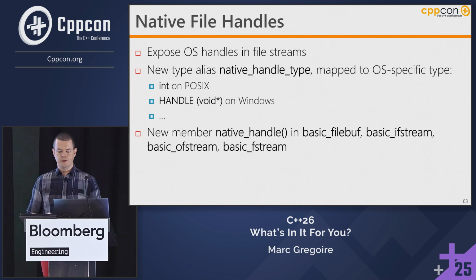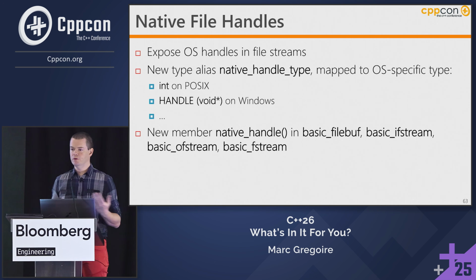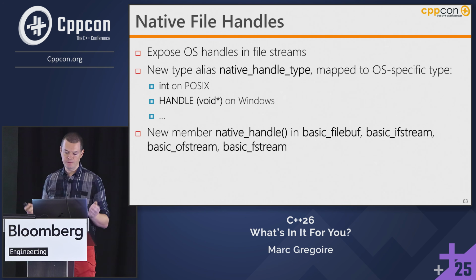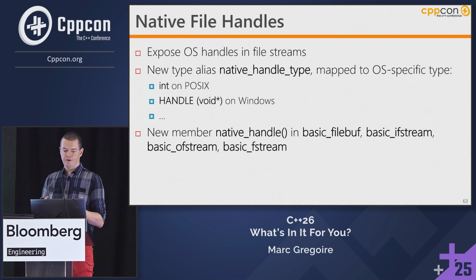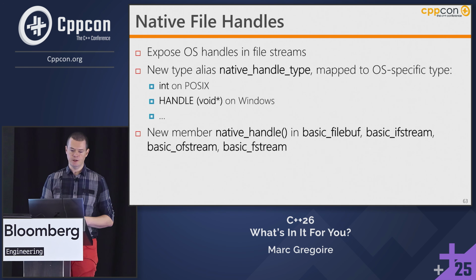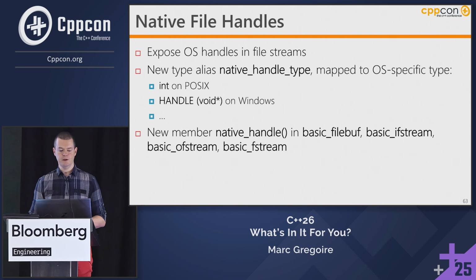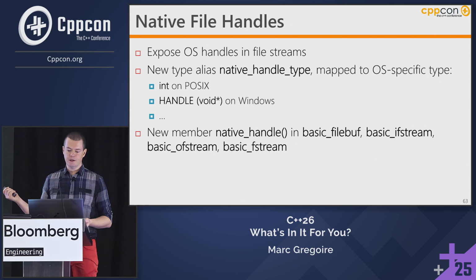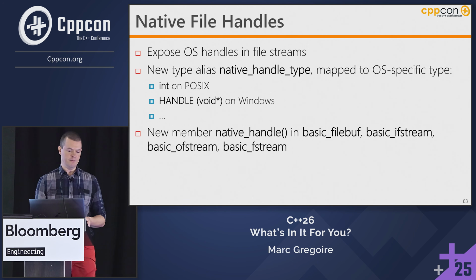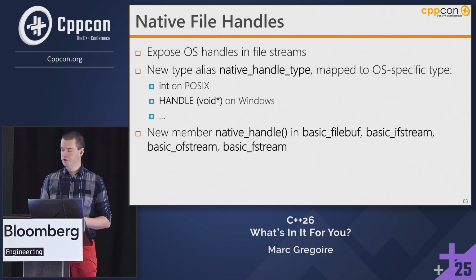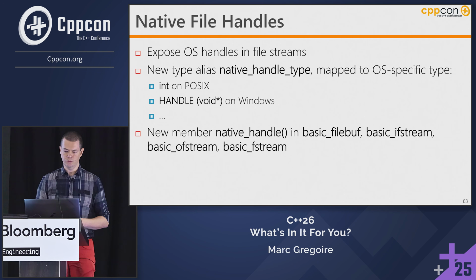Native file handles. C++26 provides access to the underlying OS native file handle for output streams, or any kind of stream. It's defined by a new type alias called native_handle_type, and your compiler will map this to the right type for your OS. For example, on POSIX, it will be mapped to int. On Windows, it will be mapped to a HANDLE. And then the basic classes, basic_filebuf, ifstream, ofstream, and fstream, they all have a new method called native_handle that returns the native OS handle to your stream.